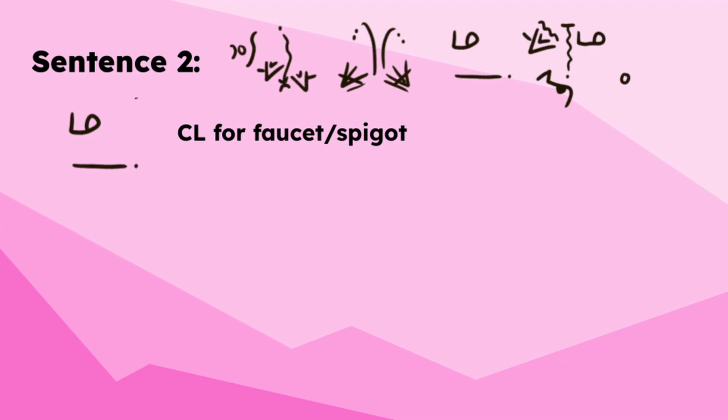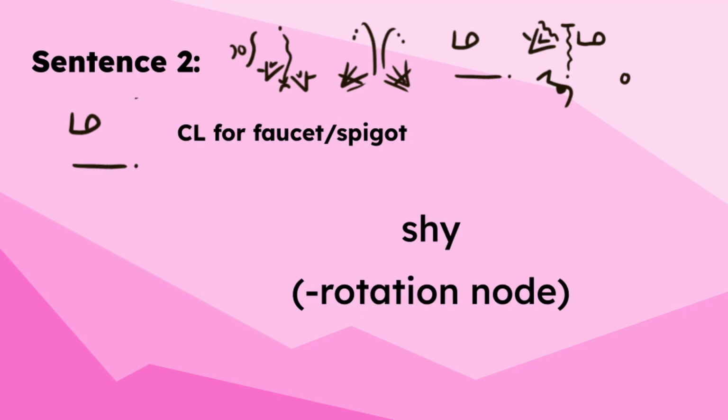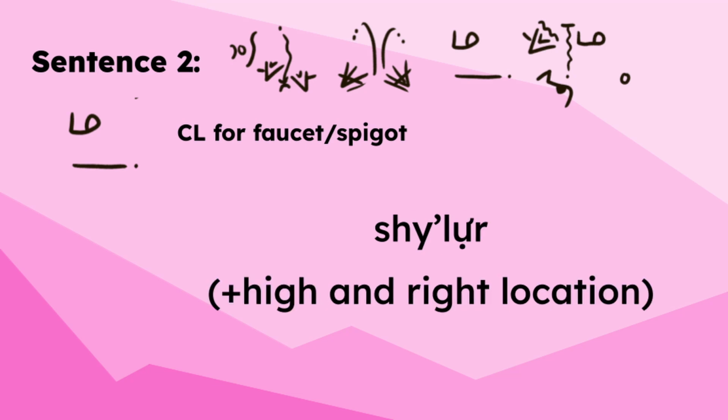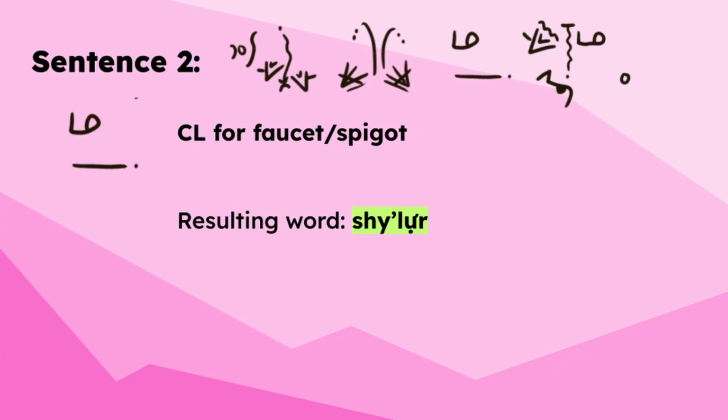Because of the change in palm direction, we need an orientation specifier. The palm points up, mapping to sha, and since there's no rotation node, we can get away with a neutral schwa and move to the main root. The hand shape maps to and the sign is high and right in neutral space, giving All that together gives us salur. And finally, the last word.